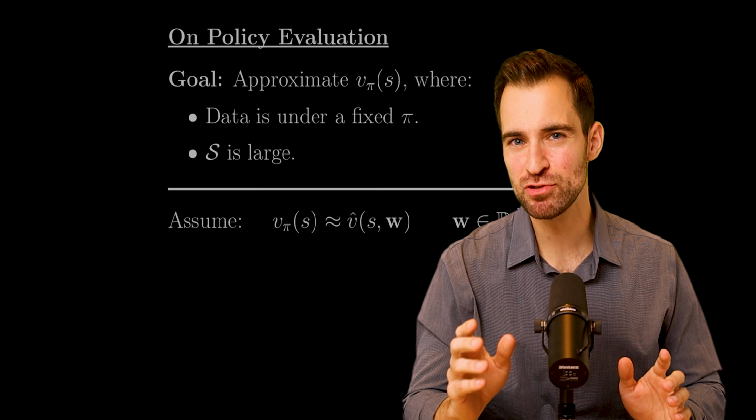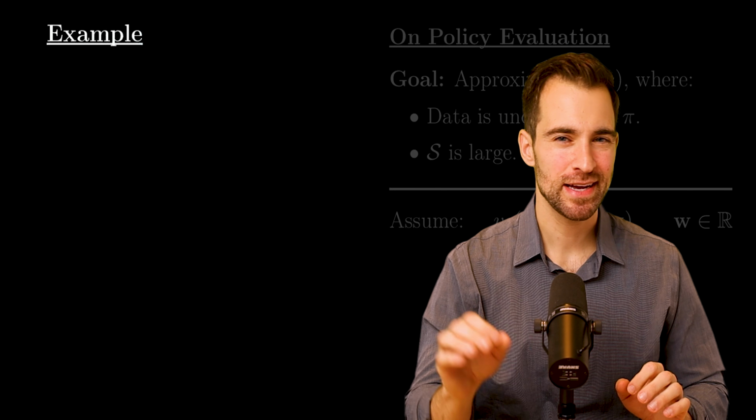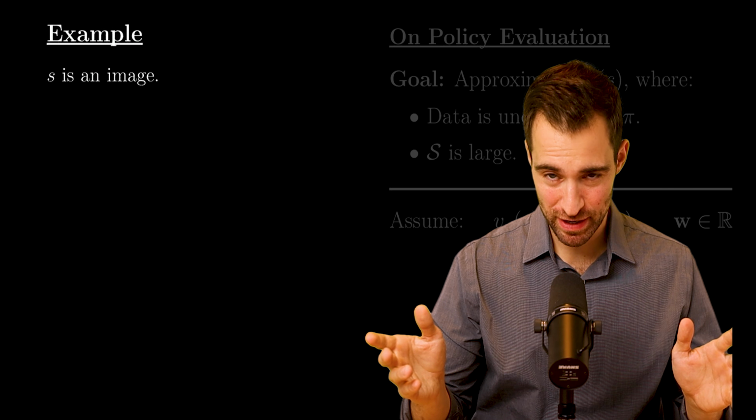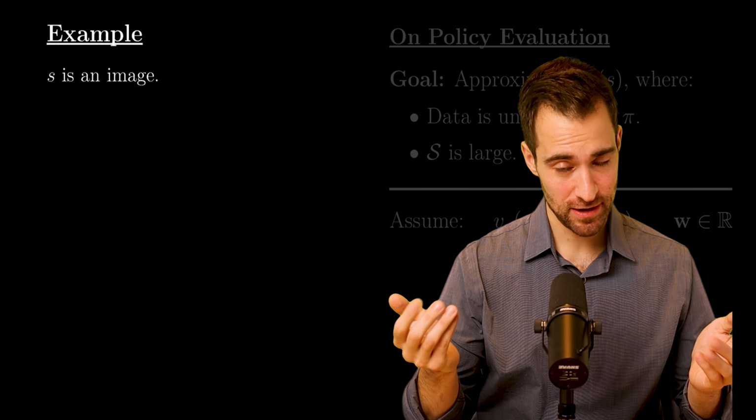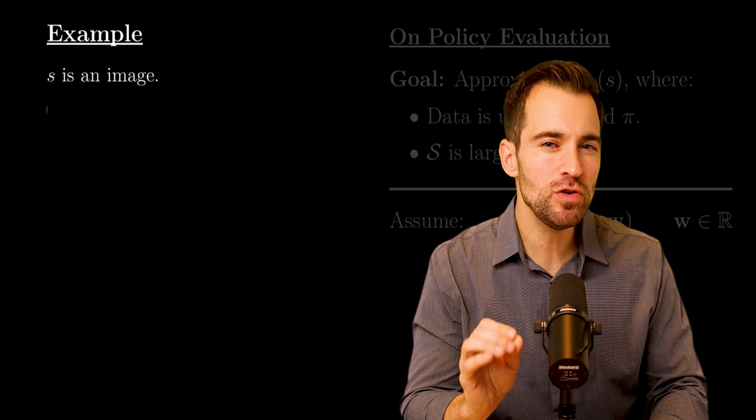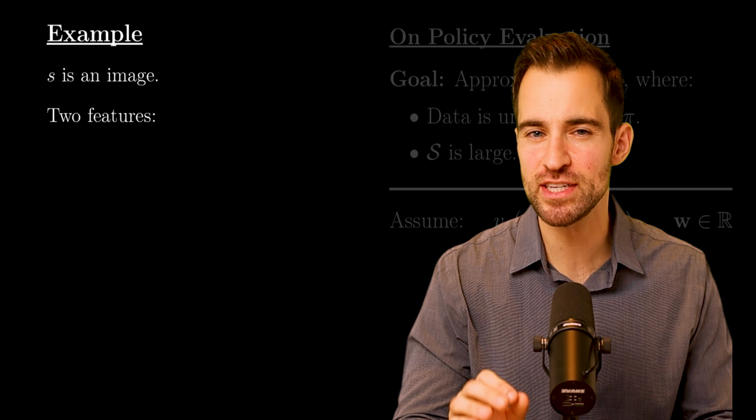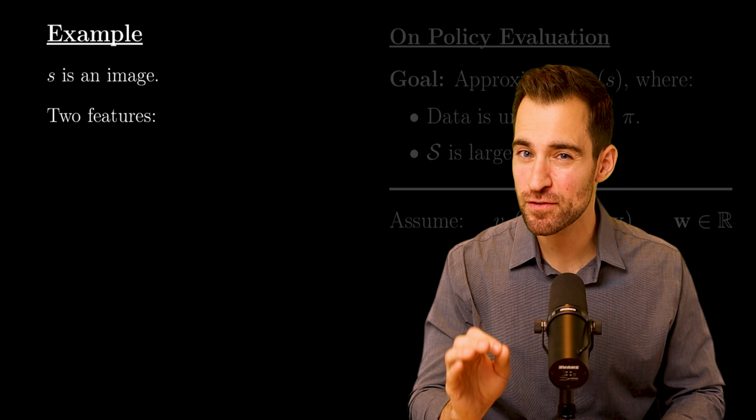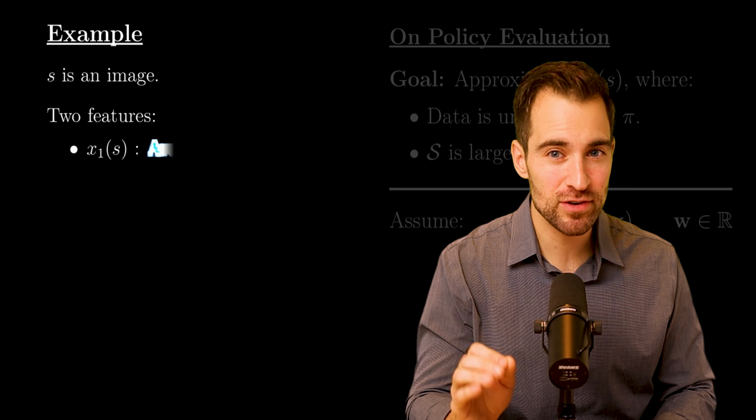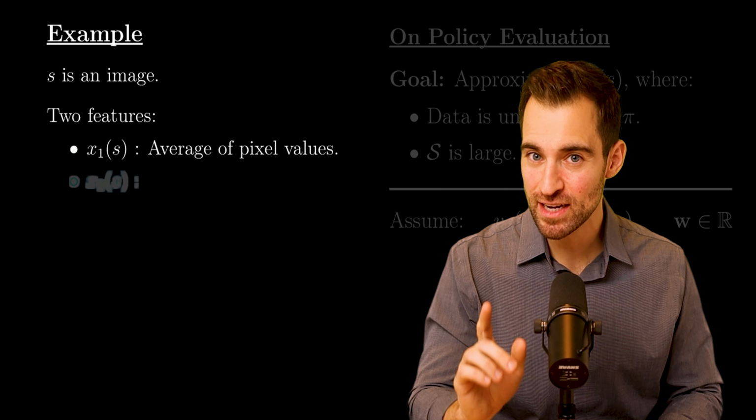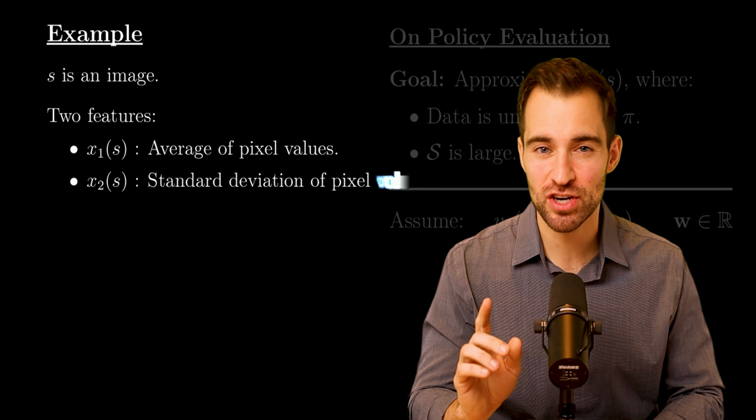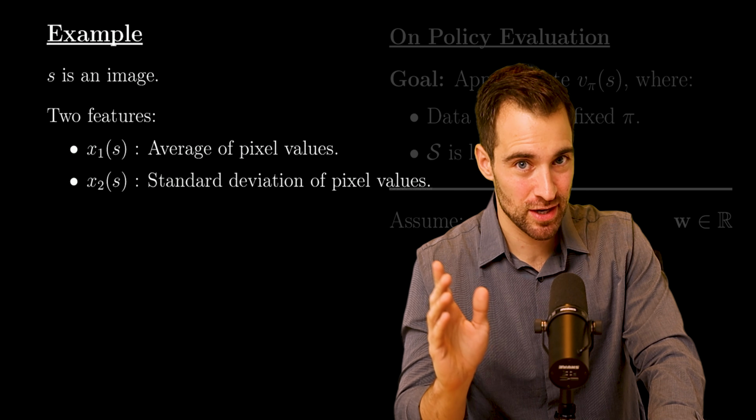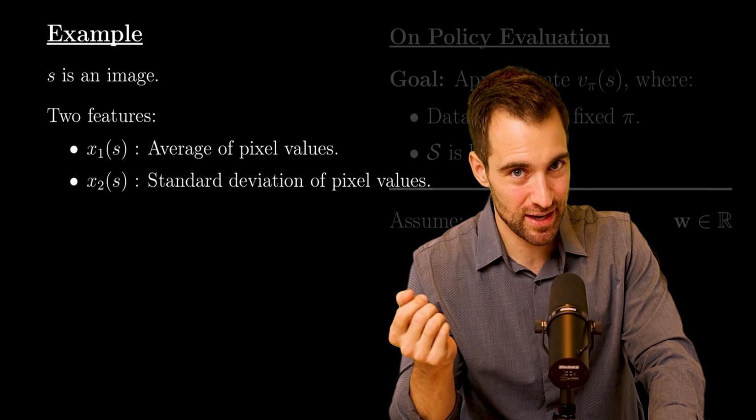To make this less abstract, let's see an example. Say S is an image. So the state space is all possible images, and is indeed very huge. Let's also say we have 2 features of S. Each feature is a function which maps from the image to a number. In our case, the first feature is just the average of all pixels, and the second feature is just the standard deviation of those pixels. And yes, this is about the dumbest vision model you'll come across. Fortunately, it's just to see the mechanics.